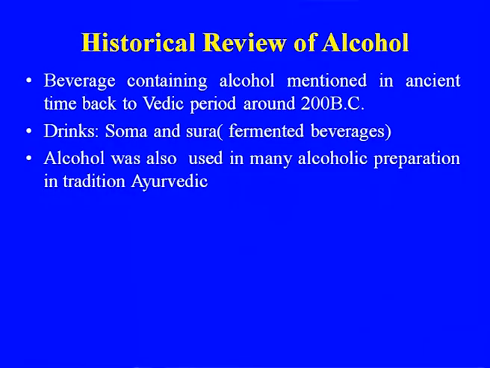Now let us come to the historical review of alcohol production. Alcohol as a beverage is mentioned in ancient times, back to the Vedic period around 200 BC, with drinks som and sura, which were fermented beverages, and that has been mentioned in our religious books also. Alcohols are also used in many alcoholic preparations in traditional Ayurvedic medicine, because alcohol has been part of the medicine also. And now you will find many syrups, cough syrups and others, contain some alcohol also.